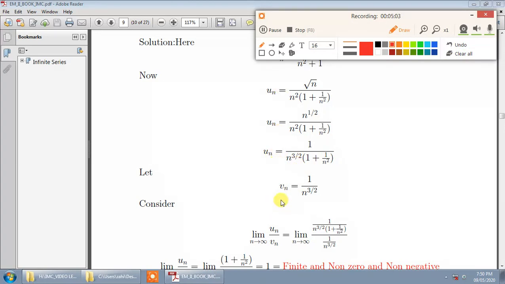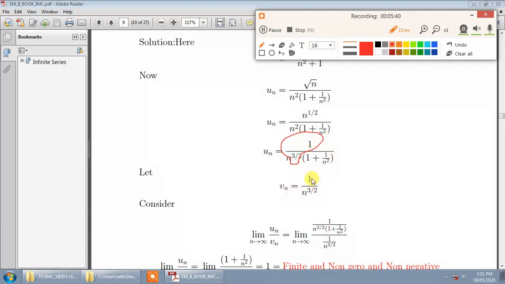Let us suppose that Vn is equal to 1 upon n raised to 3 by 2. This term I am picking up because it should get cancelled if I take the ratio of Un by Vn. With that reason I have intentionally taken Vn equal to 1 upon n raised to 3 by 2. If it were n raised to 3, then I would have taken Vn equal to 1 upon n raised to 3, so that in Un by Vn the ratio will cancel out this term, and we can have a very easy limit and simplification of the remaining term.